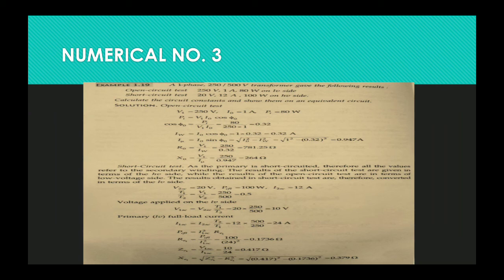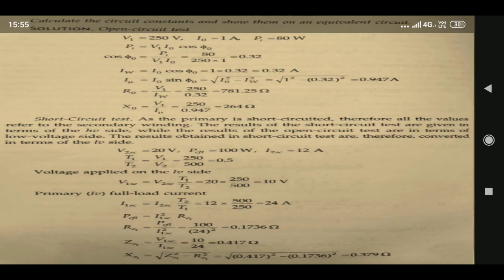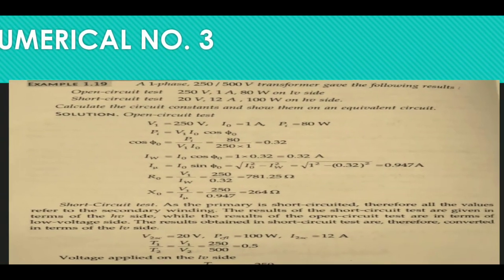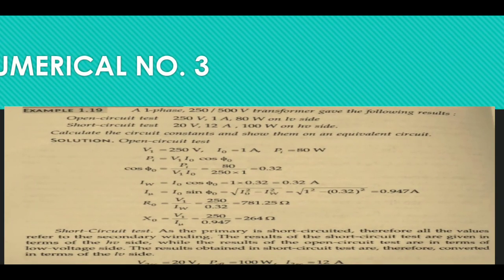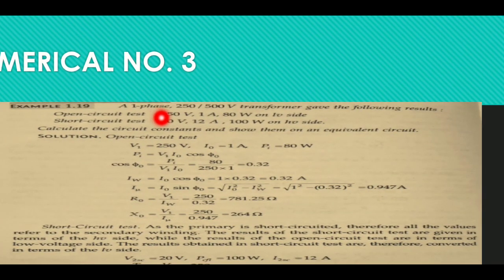Now we are going to solve a complex problem, that is numerical number 3. Okay, so at first we have to read the statement of the problem very clearly. A single phase 250 by 500 volt transformer gave the following results.